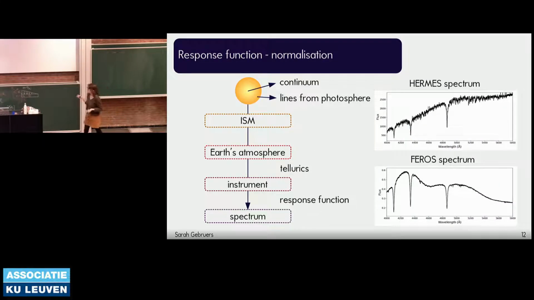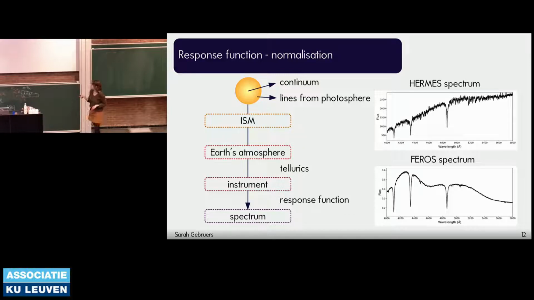So how are spectra actually formed? Where do they come from? When you observe a star, you have the continuum of the star, and then lines that are formed in a photosphere around the star. Then the light travels through the ISM. It goes through the Earth's atmosphere, so you get tellurics in your spectrum, and then it goes through the instrument, and you get the spectrum.